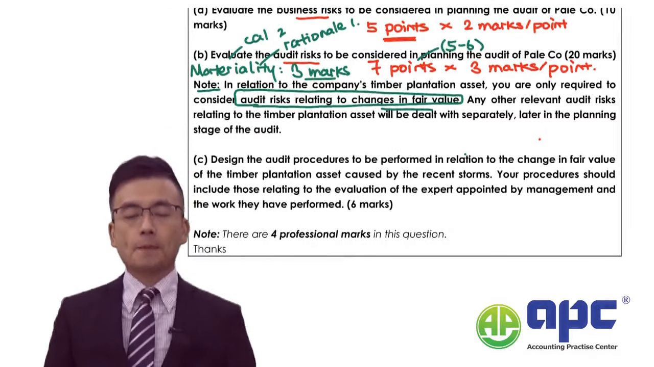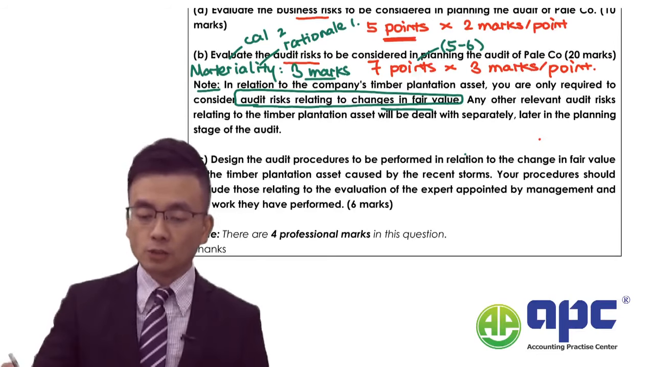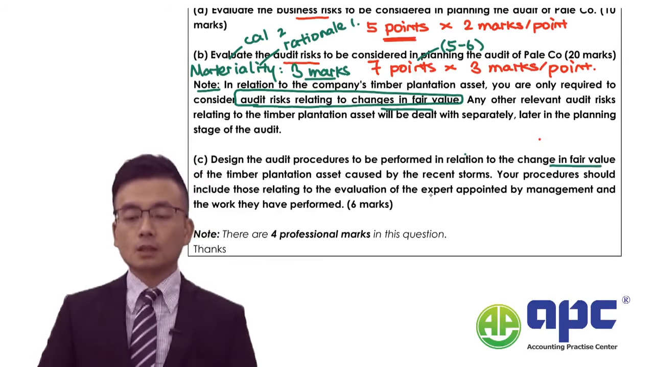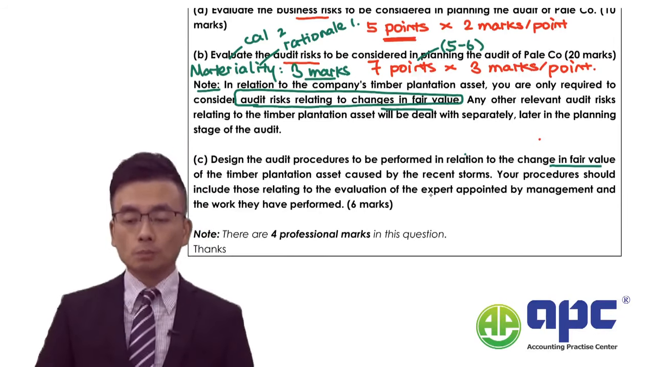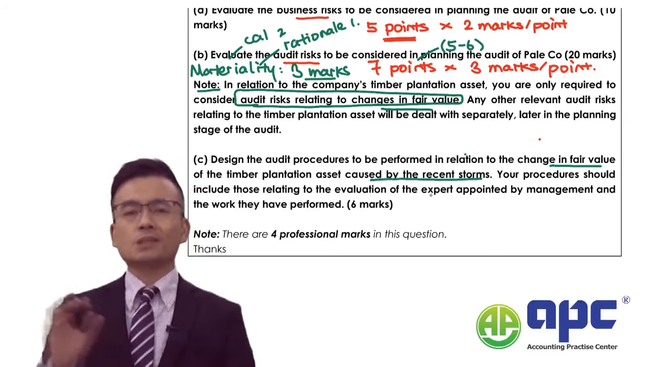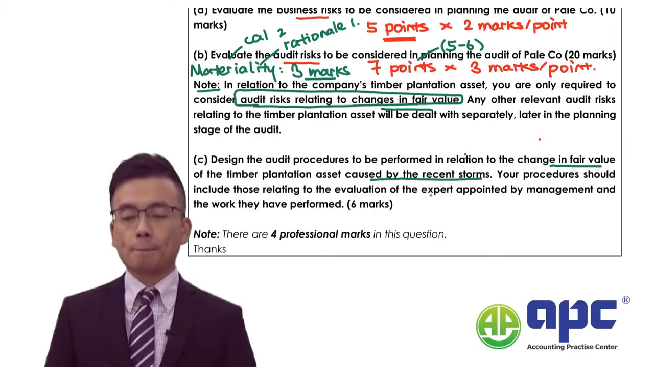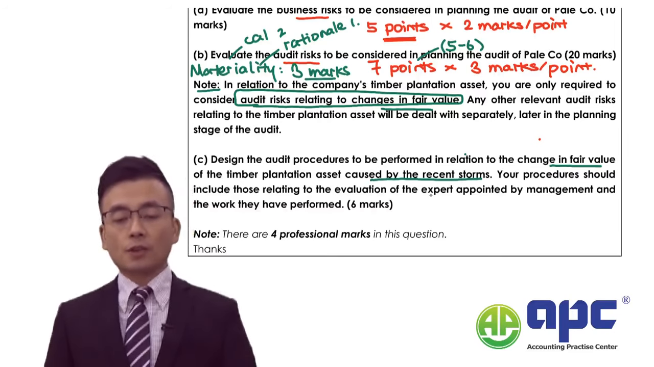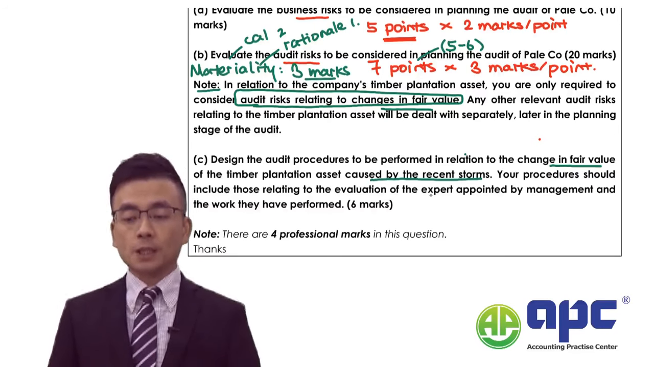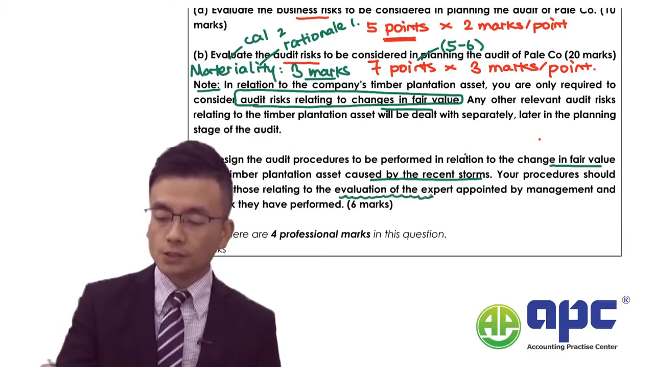Part C then. Design audit procedures to be performed related to the changes in fair value caused by the recent storms. Okay, so it seems that it's been causing the impairment of those assets in some way. Your procedures include those relating to the evaluation of experts appointed by management and the work that they've performed. Okay, so what you need to do is to focus on the expert work.